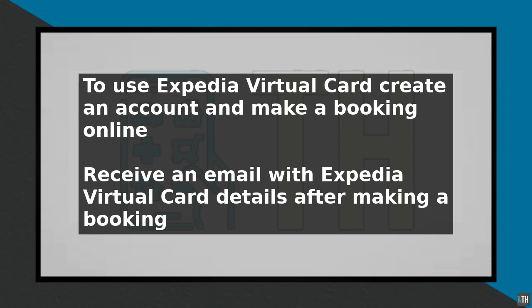To use your Expedia Virtual Card for payment, simply follow these steps. Go to the checkout page for your booking and select the Expedia Virtual Card option as your payment method. Enter your virtual card number, expiration date, and security code in the required fields.